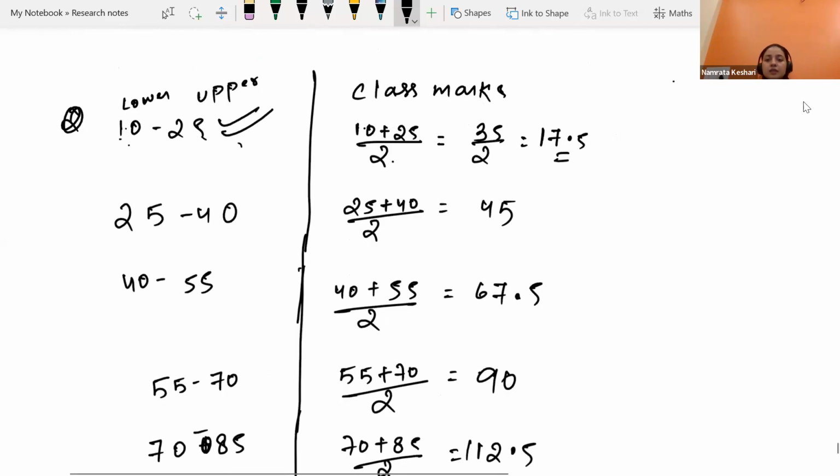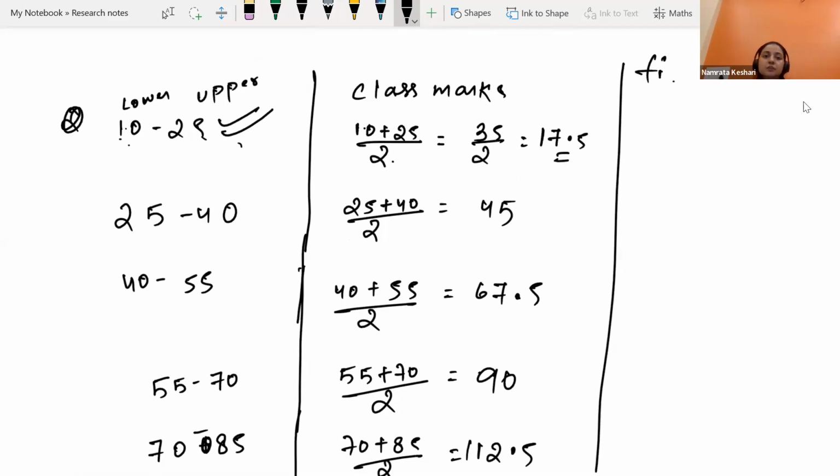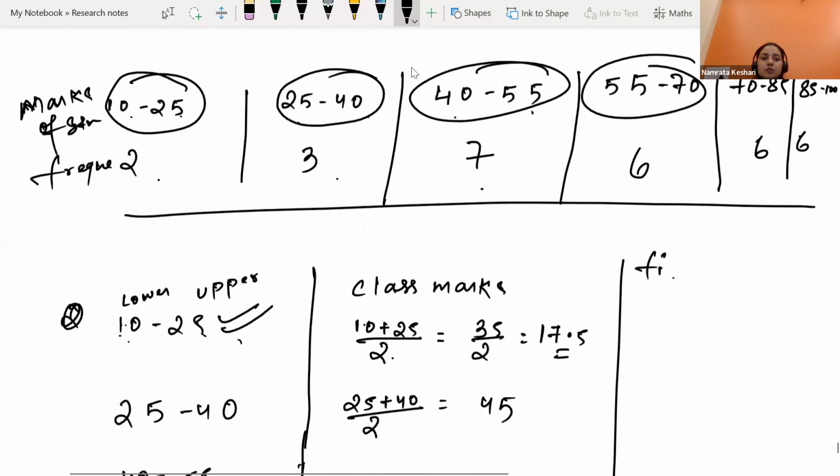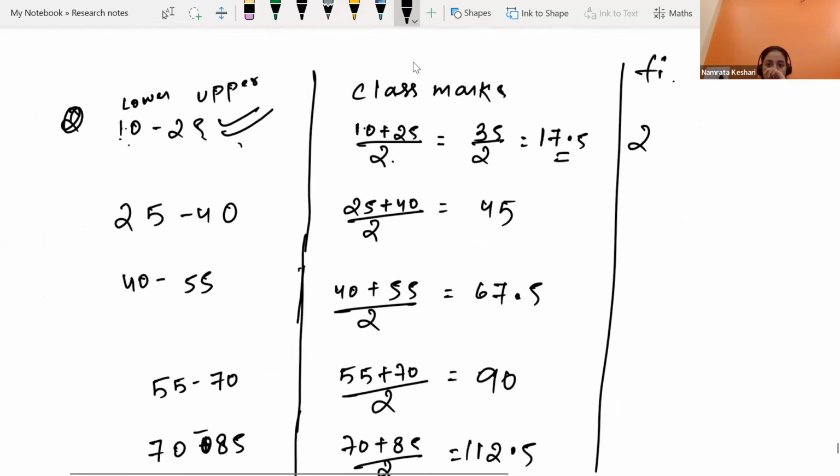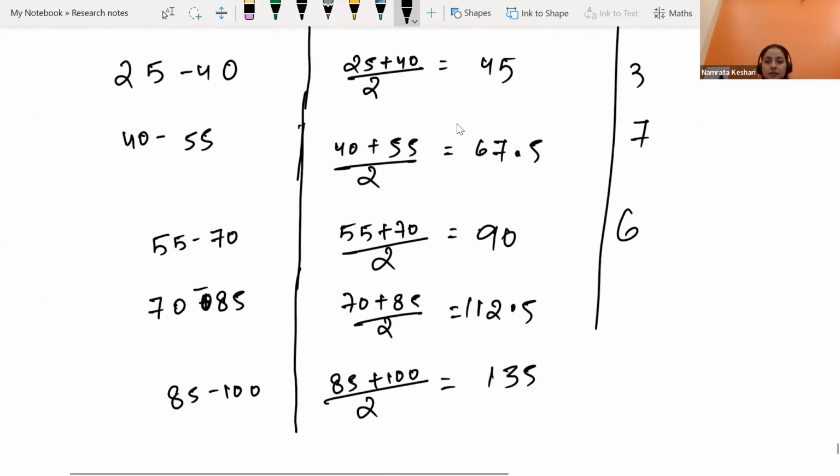Okay. Now the frequency we already know. Here the frequency Fi is given. Okay, that is 2, 3, 7, 6, 6, 6. Let me write it.